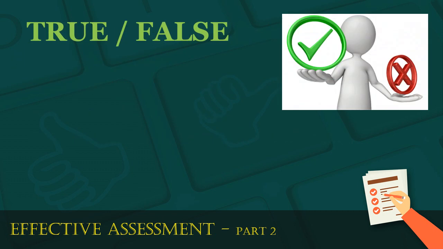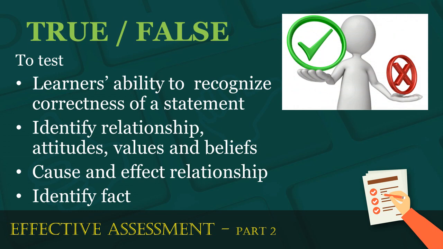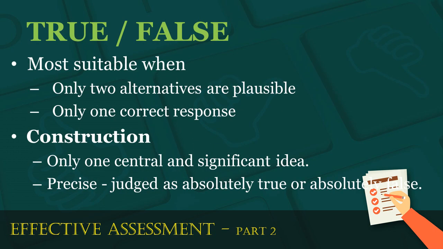True or false? This selection type test item is used to test learners' ability to recognize correctness of a statement, identify relationships, attitudes, values and beliefs. It can also be used to test the ability of the learner in identifying cause and effect relationships. This test item is more suitable when only two alternatives are possible, where only one response is correct. It should have only one central and significant idea. It should be very precise so that it can be judged as absolutely true or absolutely false.